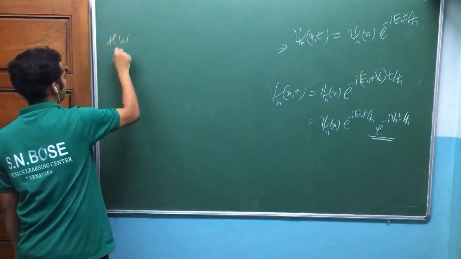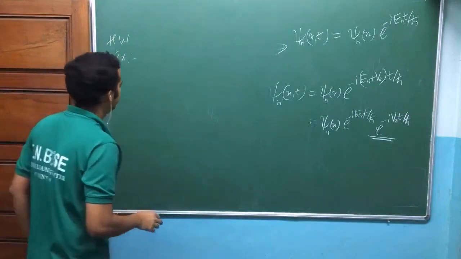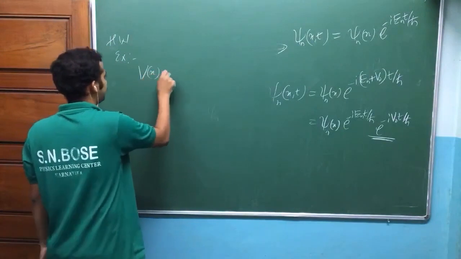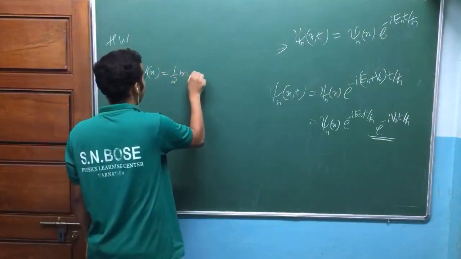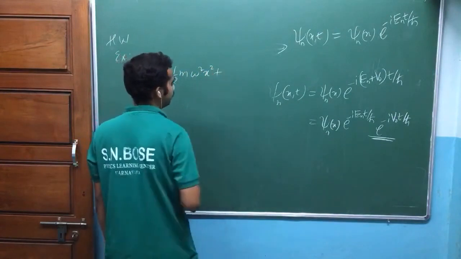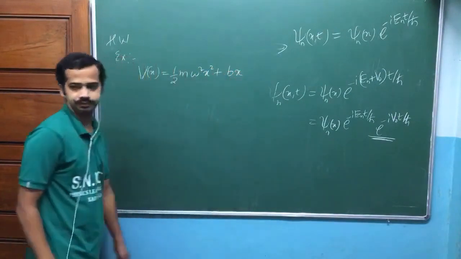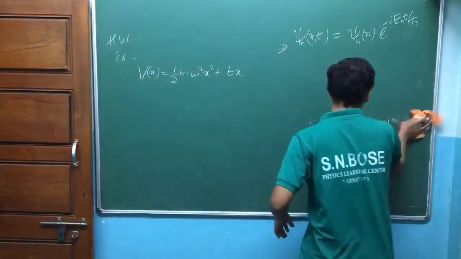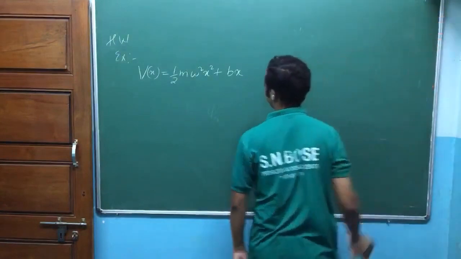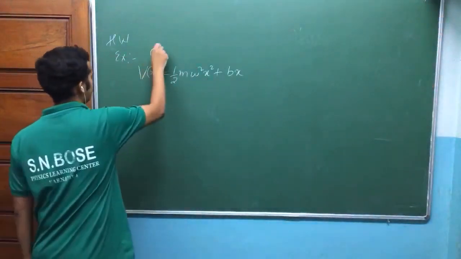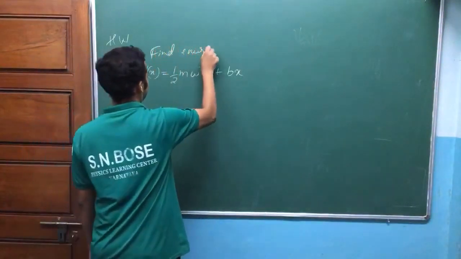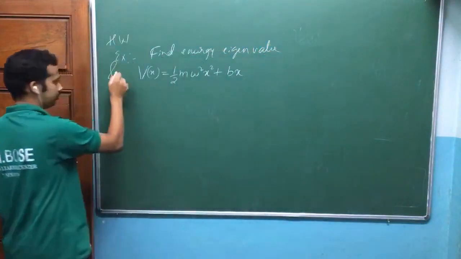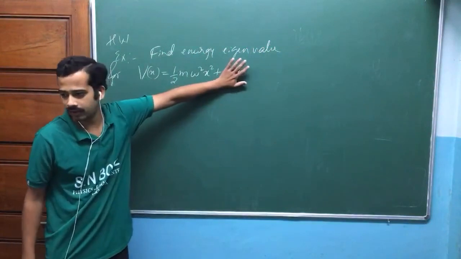One homework problem, okay? Example. What is the energy eigenvalue of this one? V of x is equal to half m omega square x square plus b into x. With all the concepts and logic you have learned, you can solve this one. This part we already found. What is the energy eigenvalue for this one?